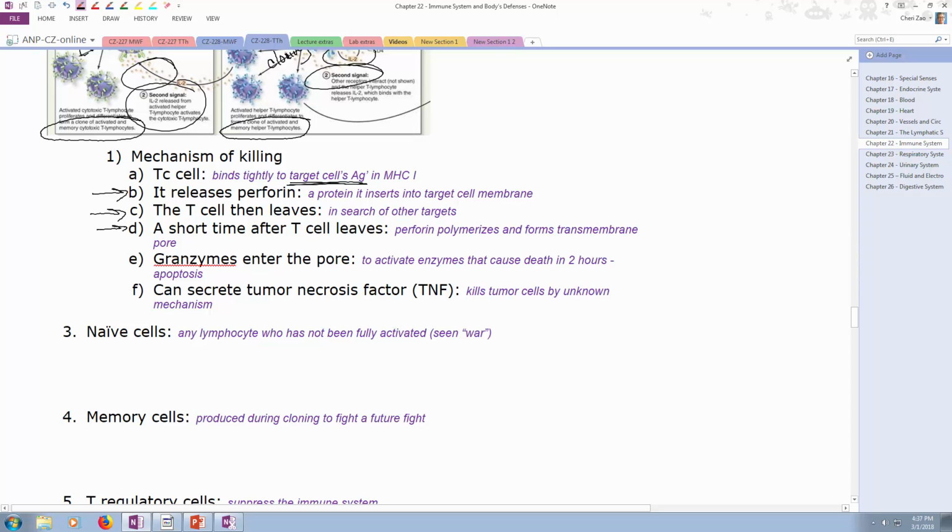So after it leaves, and this is kind of like it's dropping off a timed bomb on these cells. That perforin polymerizes, makes that transmembrane pore for then the granzymes to enter into the pore to cause the apoptosis of that cell. And it will die in approximately 2 hours. Suicide, hara-kiri, whatever.